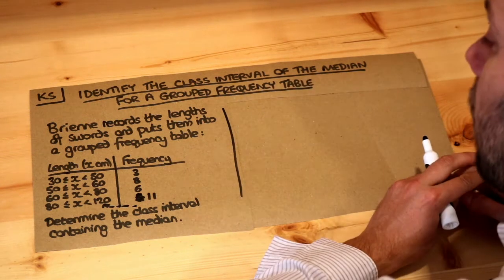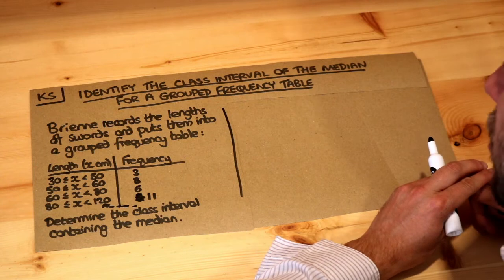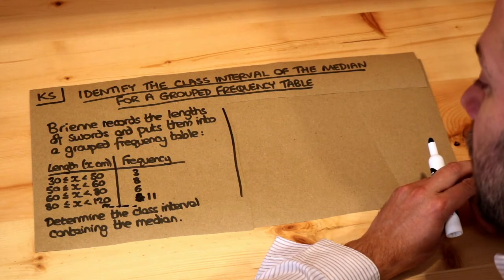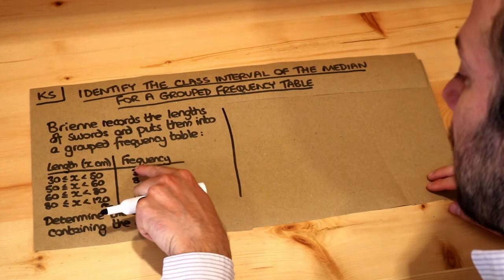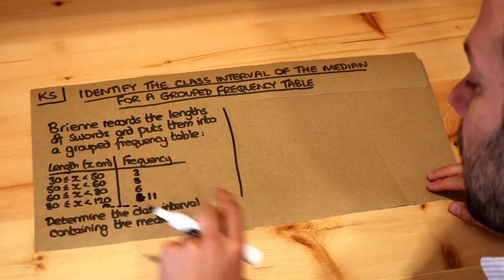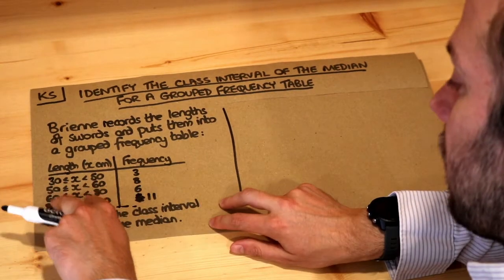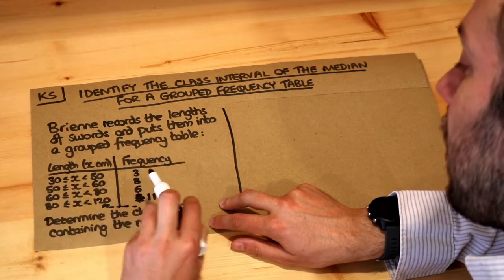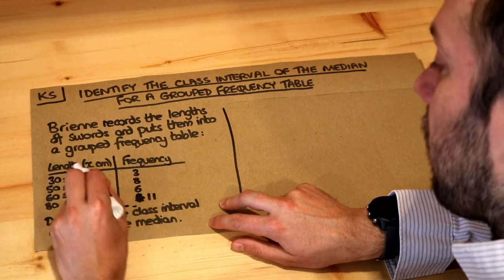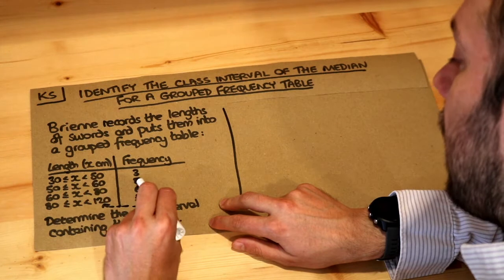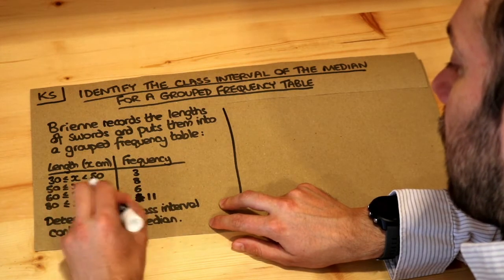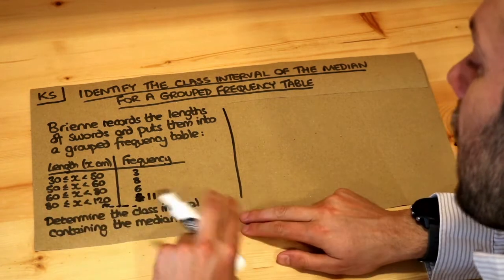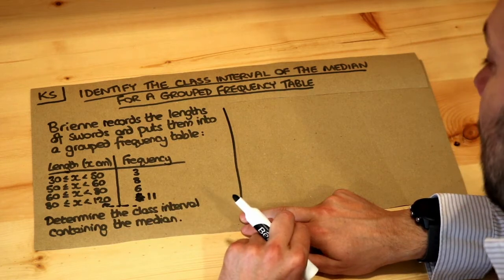Let's read the question. Brienne records the lengths of swords and puts them into a grouped frequency table. Remember, frequency just means how many of each of these groups we have. And remember, these are called class intervals. The class intervals are the different groups. So we have 3 swords with a length between 30 and 50 centimetres, 8 swords with a length between 50 and 60 centimetres, etc. And we want to determine the class interval containing the median.